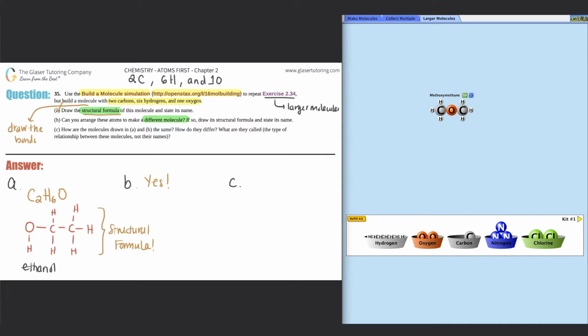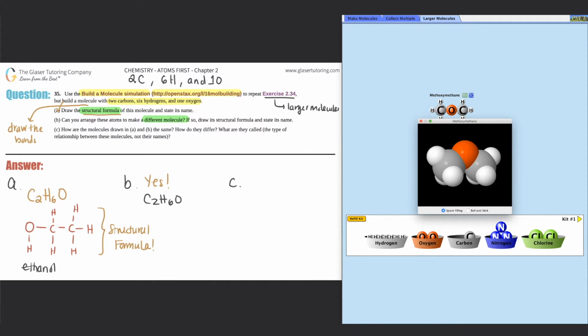So technically, it still has the same molecular formula because I didn't use any more or any less elements, right? It still was C2H6O. But now, how do we draw it? Well, if we look at the 3D and the ball and stick model, we see that they're all single bonds. So I'm going to draw it just like that.